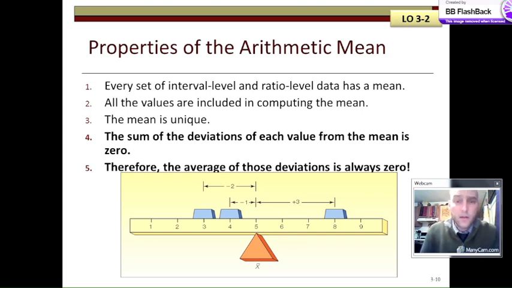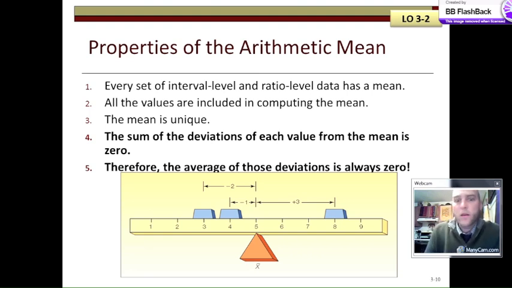So if we look at this balance across the bottom of the screen here, we can see that there are three weights on the balance: three, four, and eight. If you add three, four, and eight, you get 15. Divide by 3, you get the mean, which is 5, which is where the fulcrum is. That triangle block with the X bar under it, that's the mean. So number 4 here says the sum of deviations of each value from the mean is 0. And those are the things that are marked above: the negative 2, the negative 1, and the plus 3. Those are all deviations from the mean, how far each of them is away from the mean.